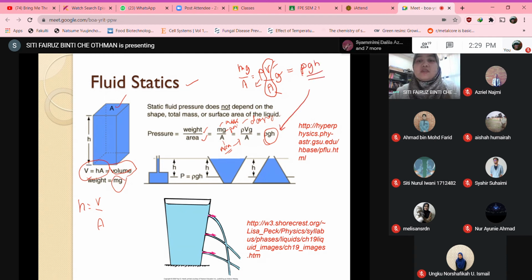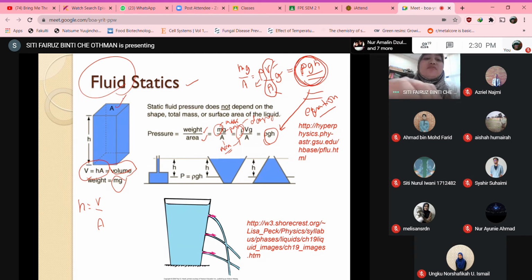Okay. So originally you should calculate mass, but because this is fluid, you will change this mass into density. So this is the final equation. Later, for any problems that you need to solve, you will go back to this particular equation, specifically for fluid statics.